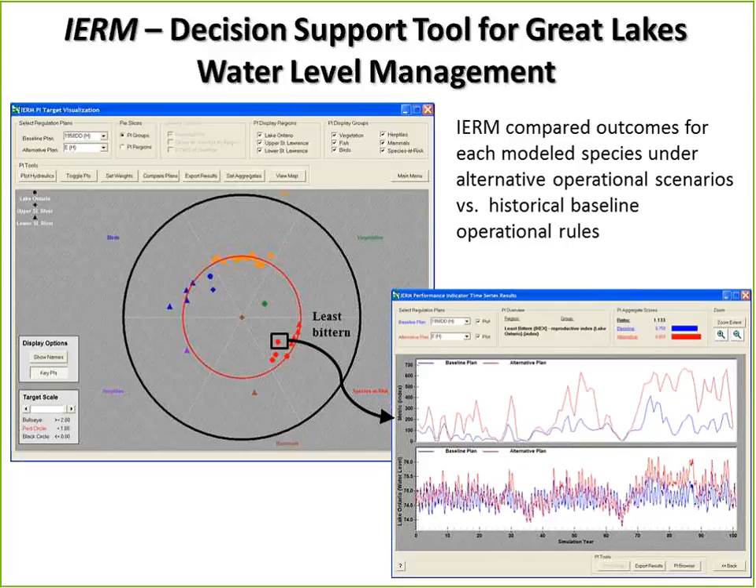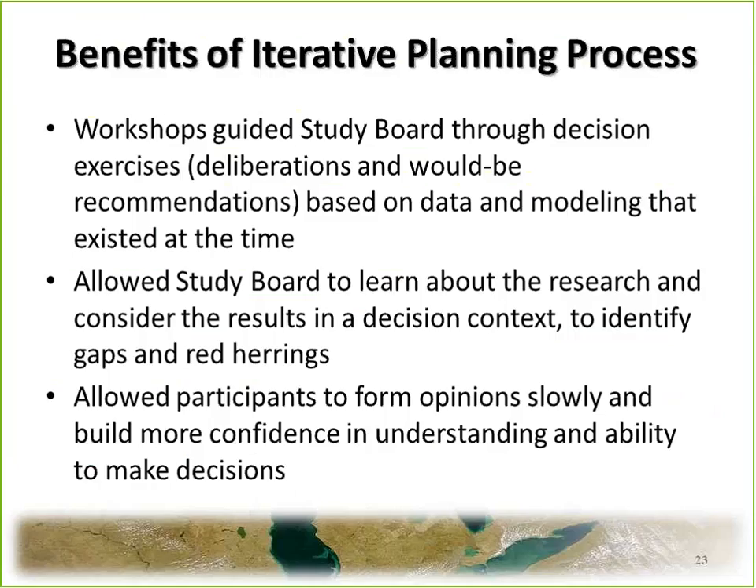And so the breeding success of the least bittern is shown here in red in the lower right-hand panel, and you can see it's consistently higher because of the way water levels are being controlled.